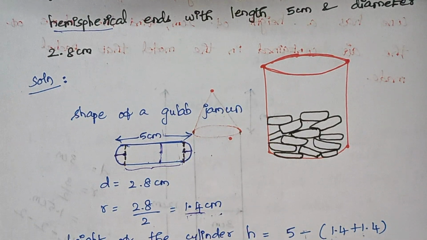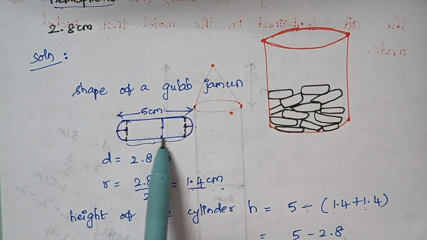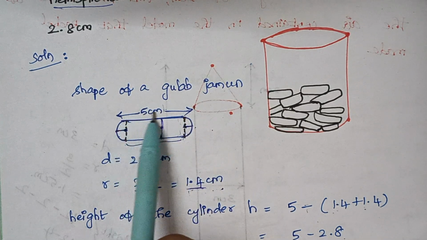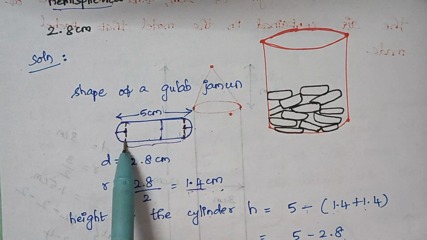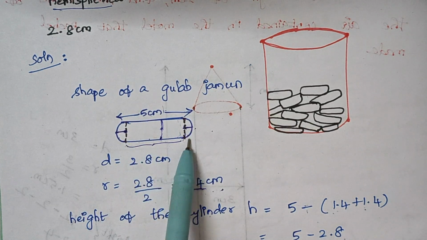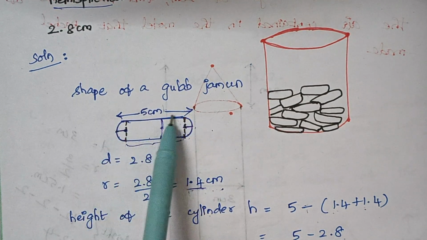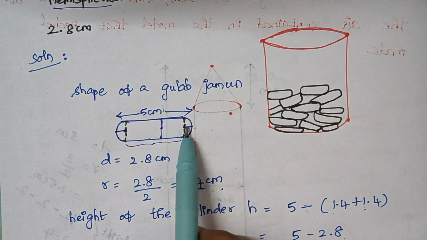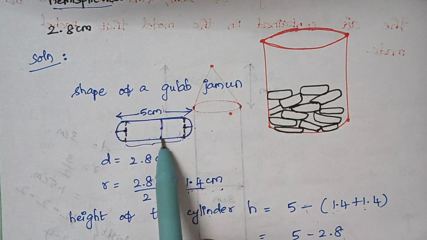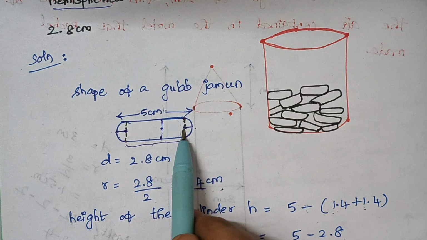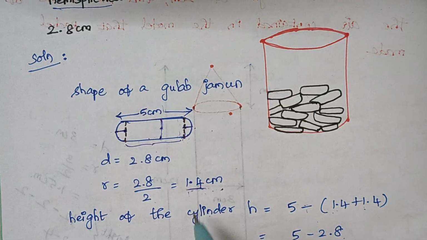Now we are going to find the height of the cylinder, because this is our cylindrical part. But the total length is given as 5. So we have to find the length of this part, we have to calculate this portion. The total length is 5. Now you have to eliminate this part as well as this part. The diameter is 2.8, so the radius is obviously 1.4.